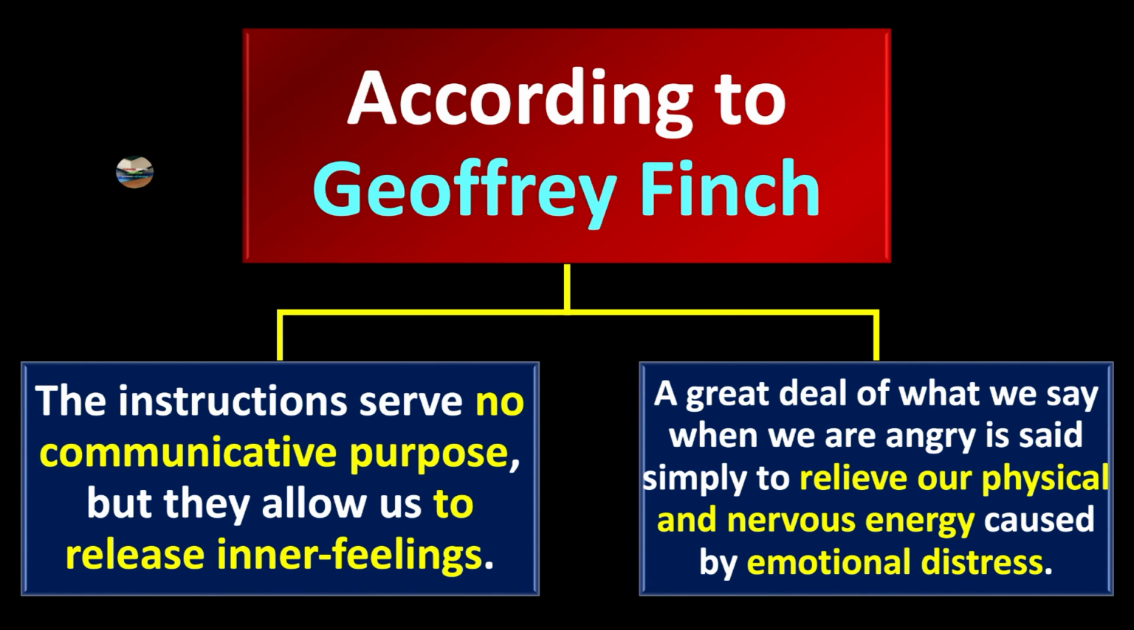A great deal of what we say when we are angry, and not only when we are angry but when we are under great excitement too, is said simply to relieve our physical and nervous energy caused by emotional distress. So, physiological function of language helps us to release our emotional distress, emotional stress by uttering spontaneous expressions under the impression of fear, under the impression of excitement, or under the temper of being angry, and so on.